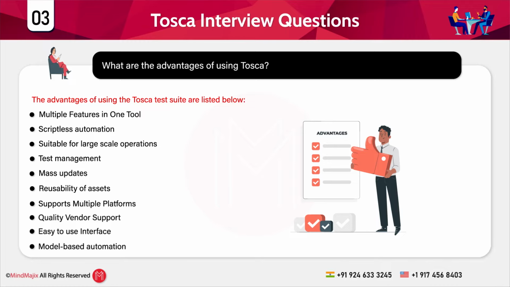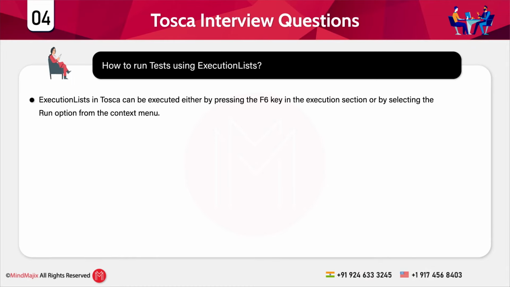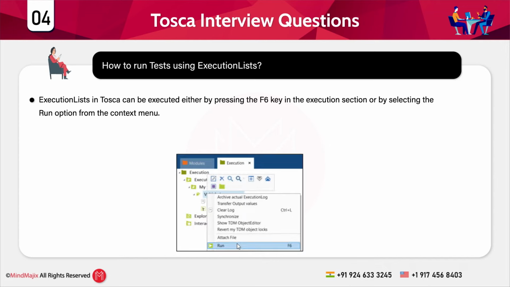So these are some of the advantages of using Tosca. Let's move ahead. The next question is, how to run tests using execution lists? This question is a scenario-based question. Execution lists in Tosca can be executed either by pressing the F6 key in the execution section or by selecting the run option from the context menu.